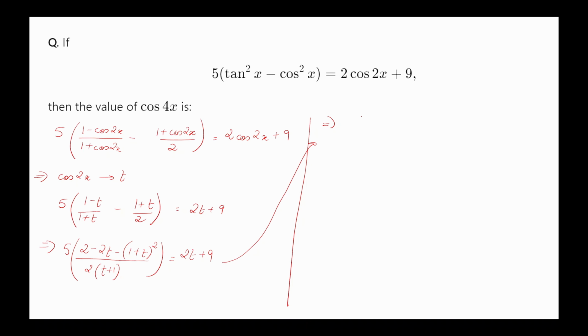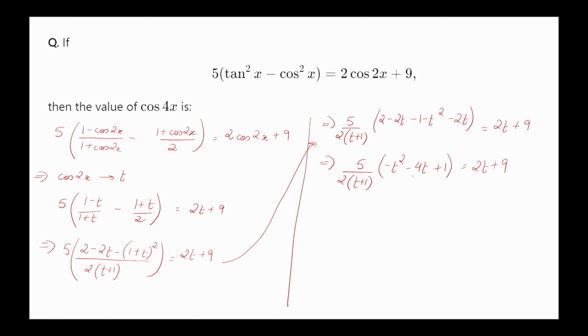So this would become 5 by 2 times of t plus 1. And inside what do we have? This would become 2 minus 2t minus 1 minus t square minus 2t. And this entire thing is equals to 2t plus 9. So from here you can see that this would still be 5 by 2 times of t plus 1, and inside we are going to have minus t square minus 4t plus 1. This is equals to 2t plus 9.